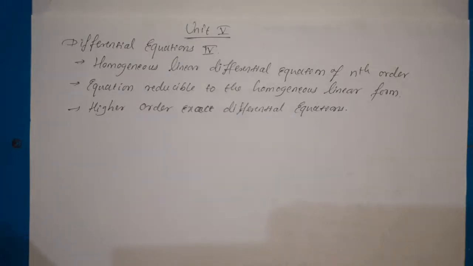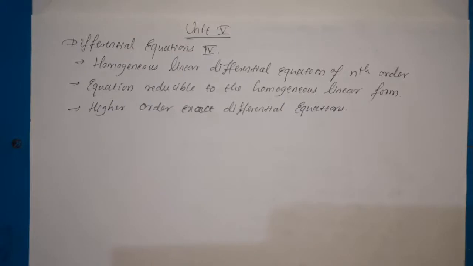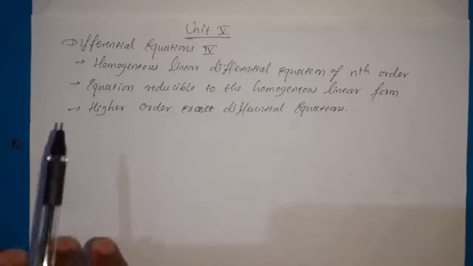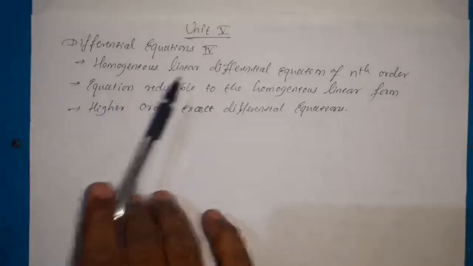In the third semester we discussed exact differential equations, that is, an equation of the form m dx plus n dy is equal to 0. It is said to be exact if there exists a function u such that its differential du is equal to m dx plus n dy. Then that equation is called an exact equation. But here we are going to start higher order exact equations. In the previous semester we discussed only first order exact differential equations, but now we are going to start higher order exact differential equations. So these are the three main contents of this differential equations 4.